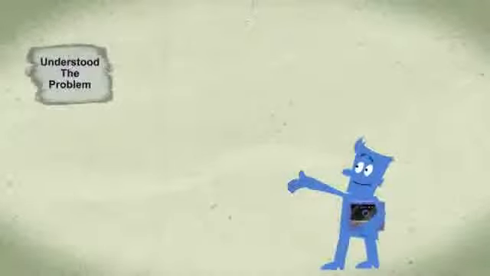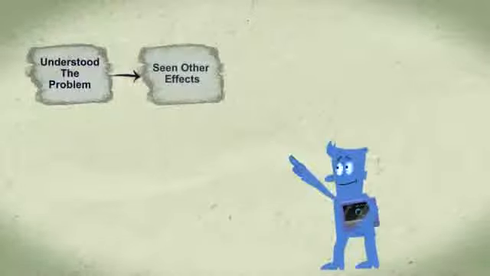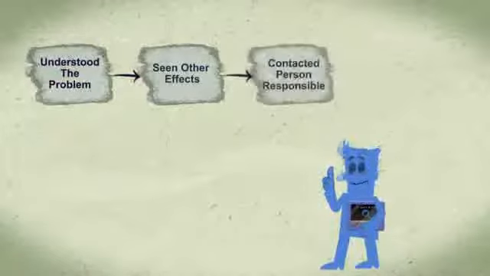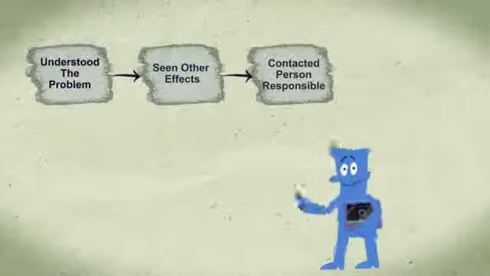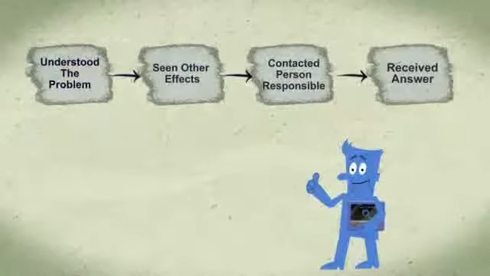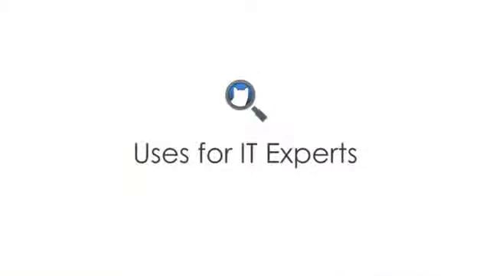In a very short time, you have understood what the source of the problem is, seen what other effects it has, contacted the person responsible for fixing it, and received an answer as to when it will be fixed. Using the ucmdb browser, you have gained enterprise-level visibility of the problem using a single tool, and the uncertainty has diminished. Now we'll take a look at how the ucmdb browser helps IT experts in their daily routine.